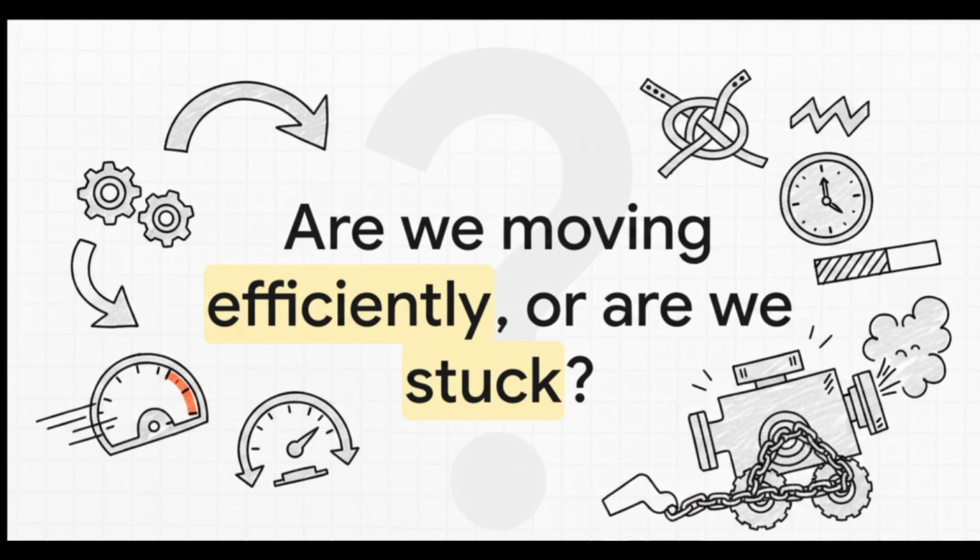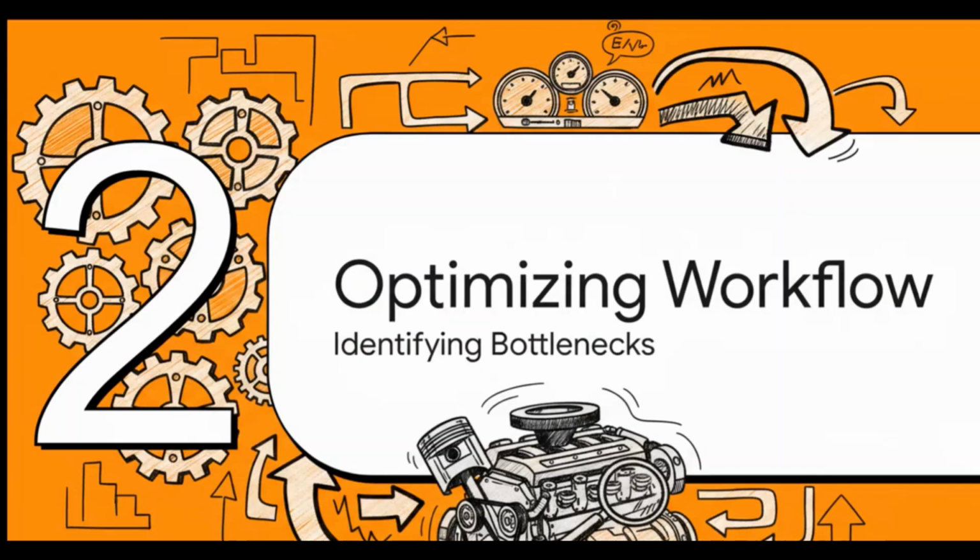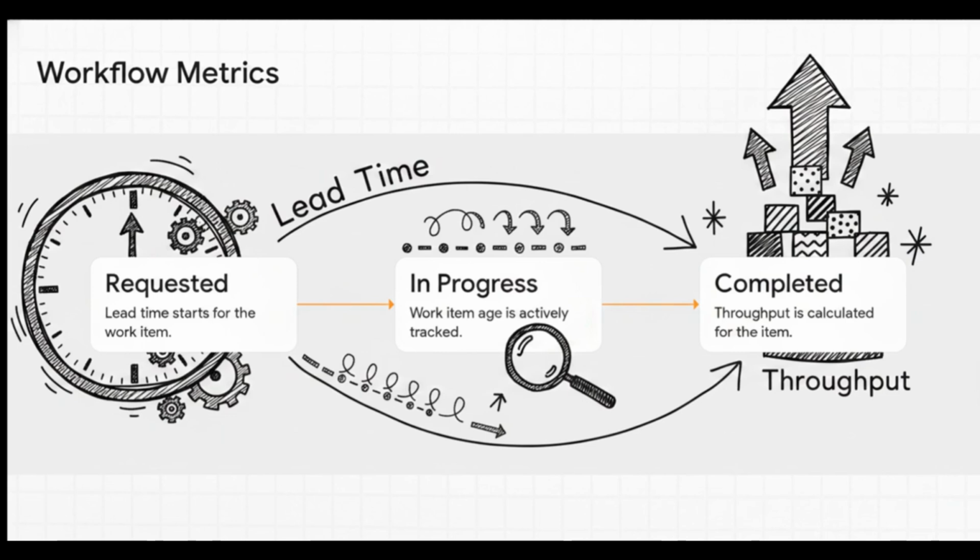Okay, so tracking burndowns and velocity gives us our baseline speed. But that brings us to a pretty critical question. Are we actually moving efficiently, or are we secretly stuck on the tracks? Which brings us to dial number 2, optimizing the workflow, where we identify and clear out those bottlenecks. This is where we stop just glancing at the speedometer and really look under the hood.